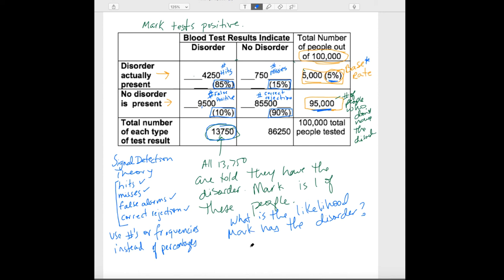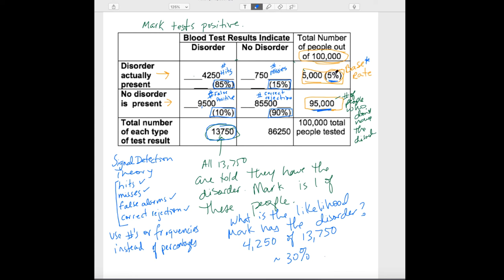Well, we want to see what is that likelihood. So out of the 13,750 people, how many do have the condition? Oh, it's these 4,250. So 4,250 of the 13,750 have the disorder. So we can just divide, and that gets us to roughly 30%. So he has a 30% likelihood of actually having the condition after testing positive, which means even after he receives a positive test, he is still more likely to not have the disorder than he is to have it.